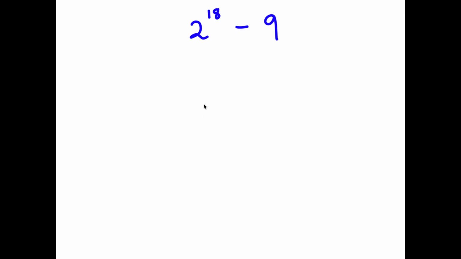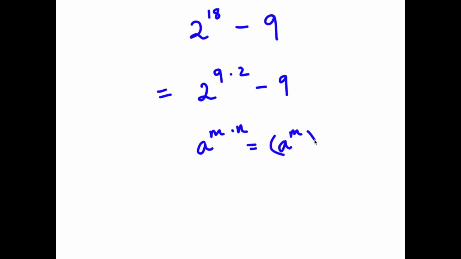Alright, so in this problem, I have 2 to the power of 18 minus 9. So to solve this, I'm going to first start by rewriting 2 to the power of 18 as 2 to the power of 9 times 2. And if I have something in the form a to the power of m times n, this is equal to a to the power of m to the power of n.